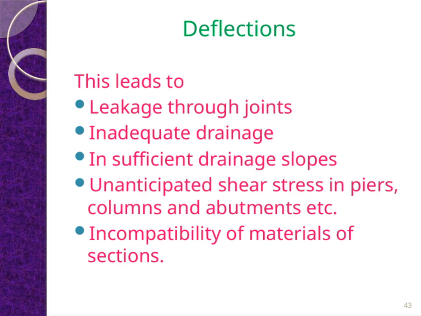First, leakage through joints can be a significant problem, especially if joints are not properly sealed. This can lead to water ingress, which may cause deterioration over time. Next, inadequate drainage is another concern. If the drainage system isn't designed or maintained properly, water can accumulate, leading to increased stresses and potential damage. In addition, insufficient drainage slopes can contribute to water pooling, which again affects the longevity of the structure.